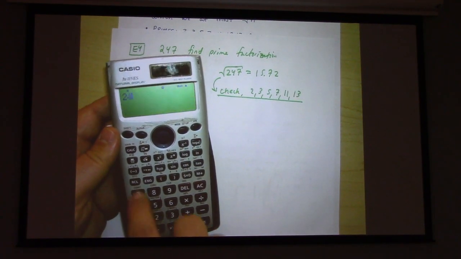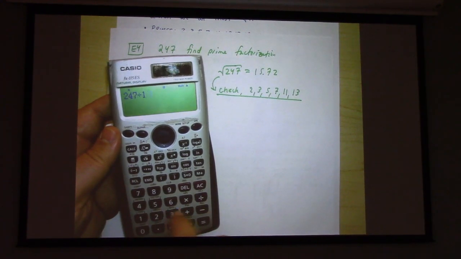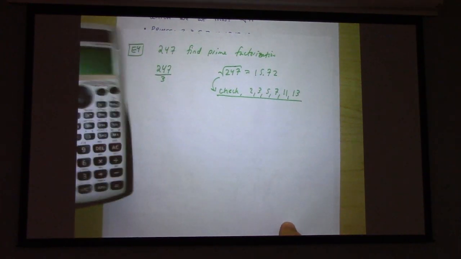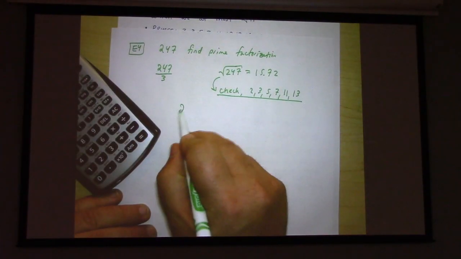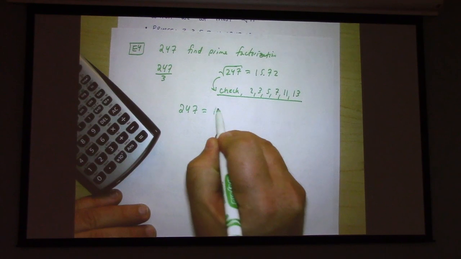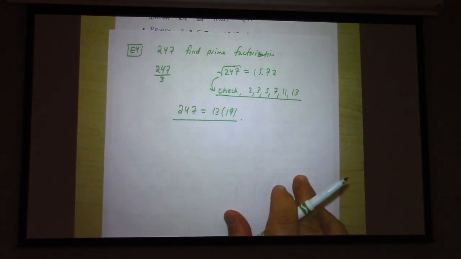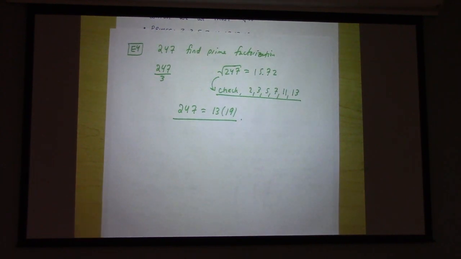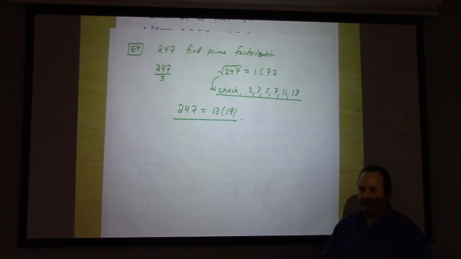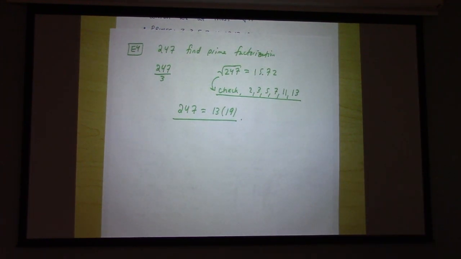But what's 247 divided by 13? Ooh, 19. So in fact, 247 is equal to 13 times 19. So it is not prime because it's composite, right? If you can find a way to multiply two numbers together such that you get the number that you're given, that number's not prime. This is a composite number. Its prime factors are 13 and 19. Does that make sense? Yes.